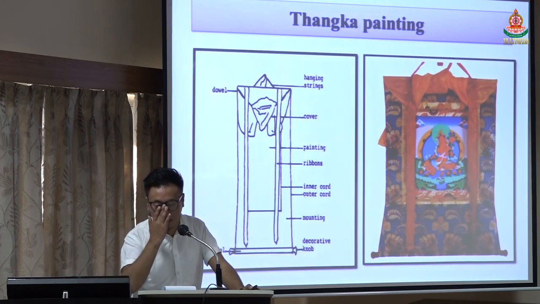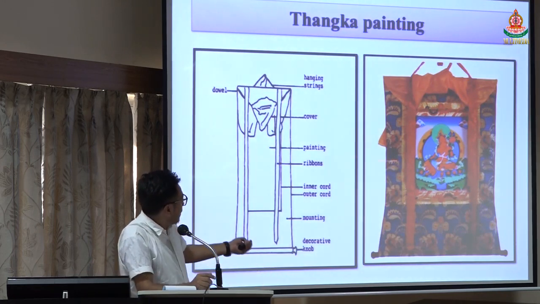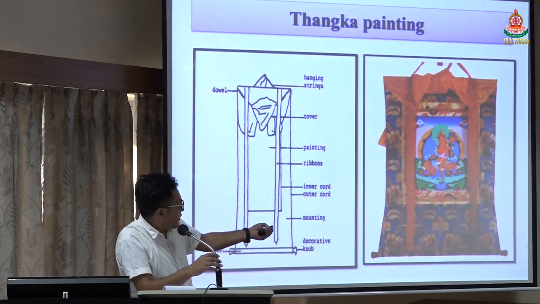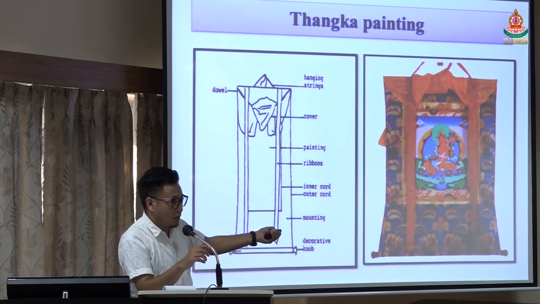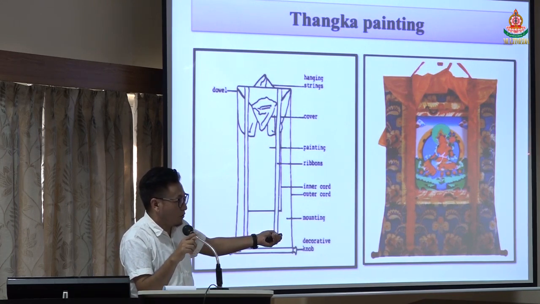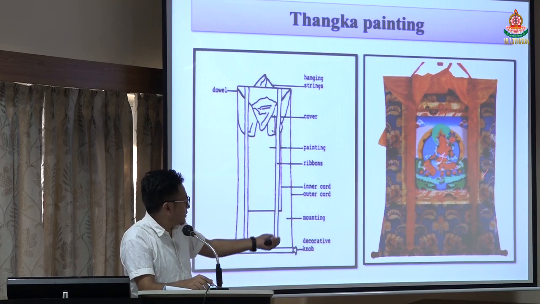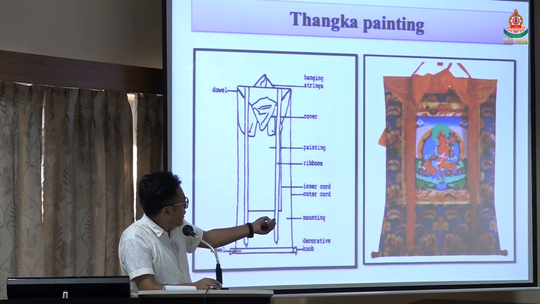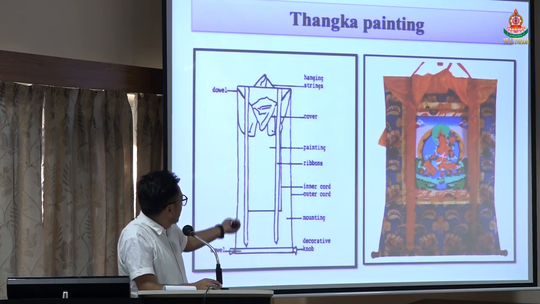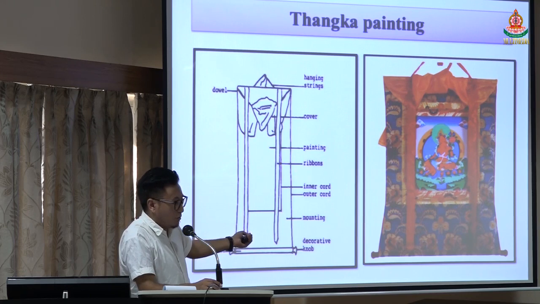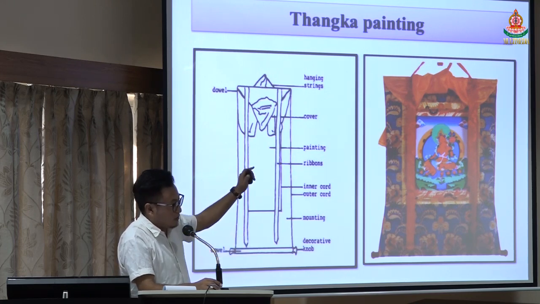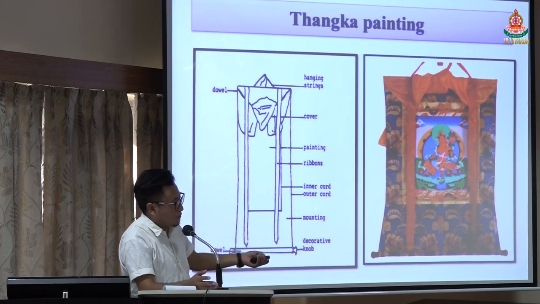So this is a Thangka painting, and this is how we make it. The center part, in Tibetan we call it the melong, and in English we say the mirror. The most important thing is the painting itself. We also make the silk, and we have a cover. This one is the cover. So here I have made it easier to know about Thangka paintings. Most Thangka paintings are hung, not put in frames and things like that.